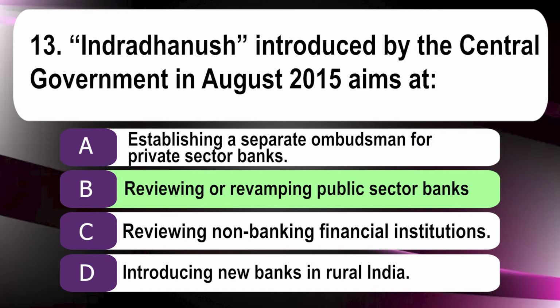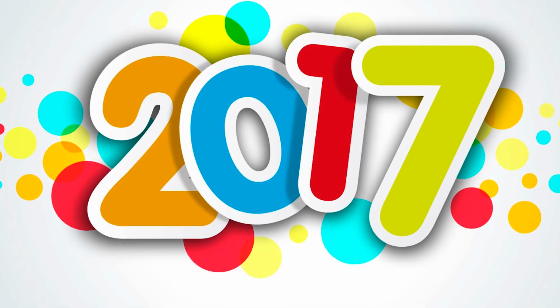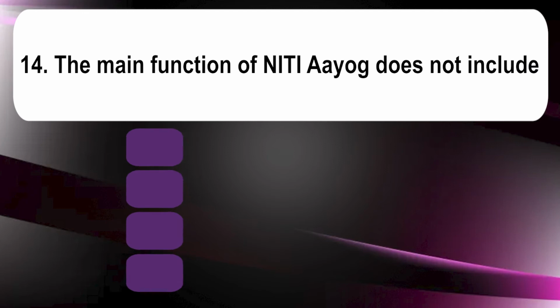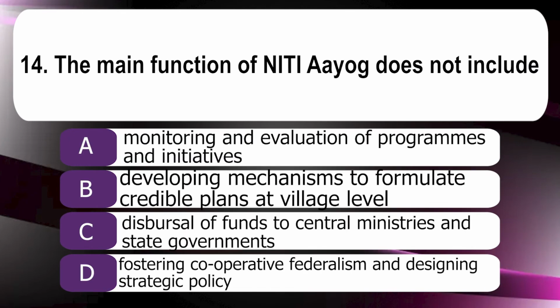Okay, hereafter we will go to the 2017 economics questions. The number continues. The 14th question. The main function of Niti Aayog does not include A. Monitoring and evaluation of programs and initiatives. B. Developing mechanism to promote credible plans at village level. C. Dispersal of funds to central ministries and state governments. D. Fostering cooperative federalism and designing strategic policy. The correct answer is dispersal of funds to central ministries and state governments.